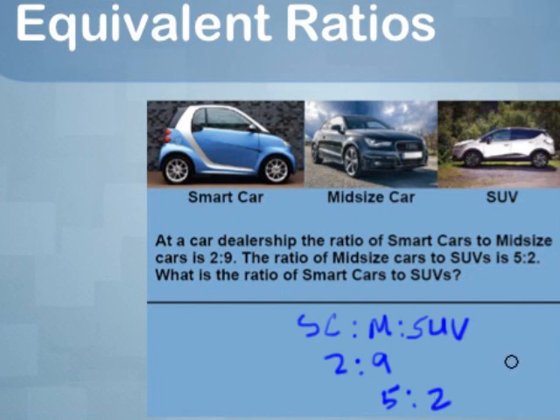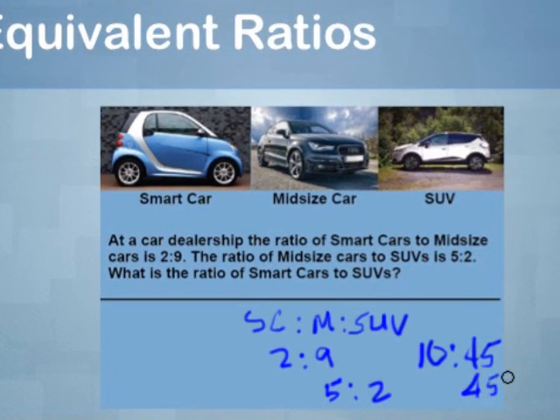What you'll find is that for the smart car to mid-size ratio, you'll find 10 to 45. And for the mid-size to SUV ratio, you'll find 45 to 18. This ratio 10 to 45 is equivalent to 2 to 9. This ratio 45 to 18 is equivalent to 5 to 2. Notice that the middle term is the same, 45. So now we have the terms to create the 3-item ratio.